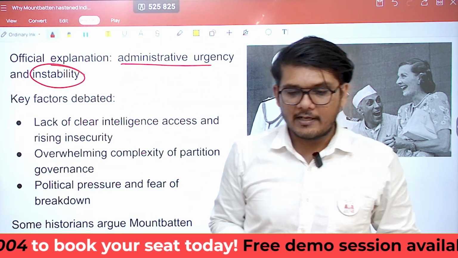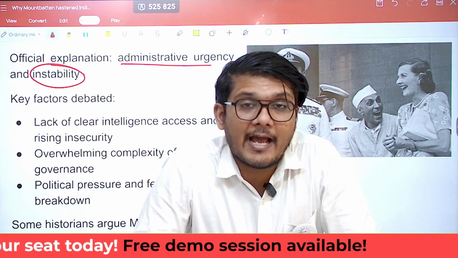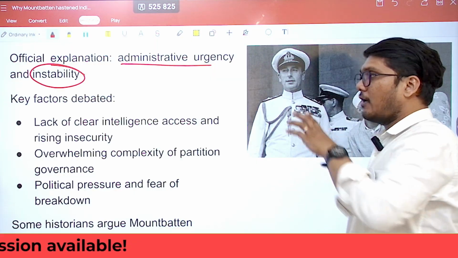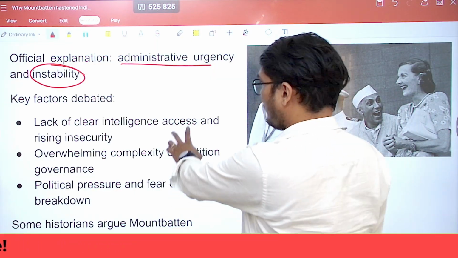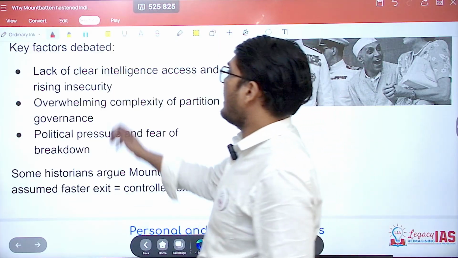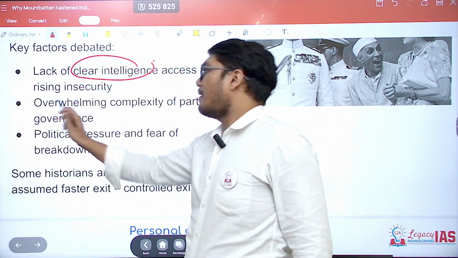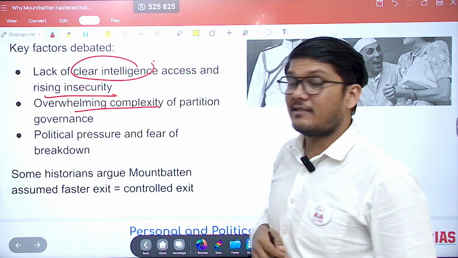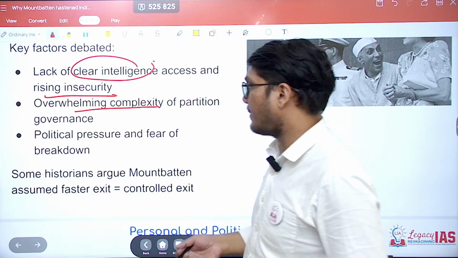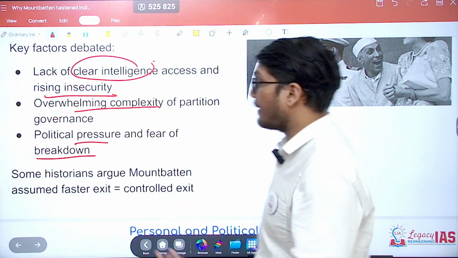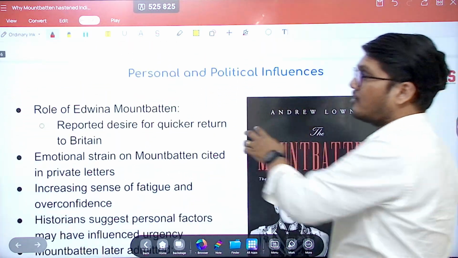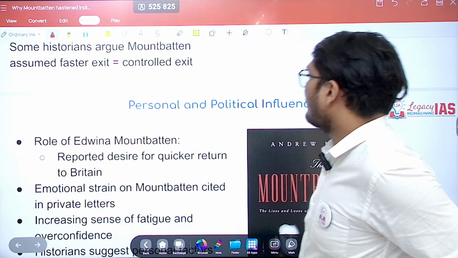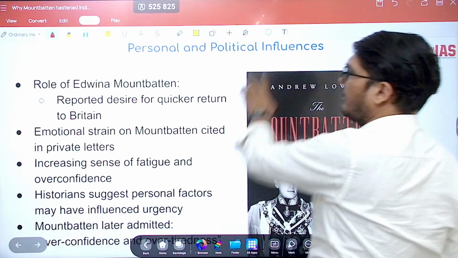They said that there is an administrative urgency, and the stability is going down in the country. The country is becoming a lot more unstable now. Key factors that were debated are lack of clear intelligence access, rising insecurity, overwhelming complexity of partition governance. They were scared of the situation worsening, political pressure, and the fear of breakdown. And if the breakdown takes place, the Britishers are the outsiders, so they will have to bear the brunt of it. And then there can be personal and political influence as well.